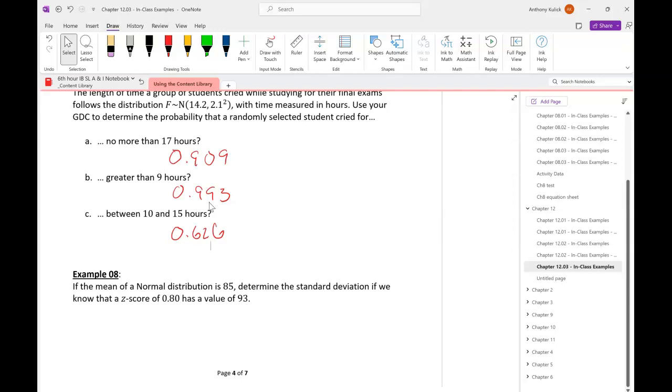Okay. Let's look at example 8. Now, something fundamentally different is happening here. If the mean of a normal distribution is 85, determine the standard deviation if we know a z-score of 0.8 has a value of 93. That's our z-score formula, right? So we're just going to solve for sigma.